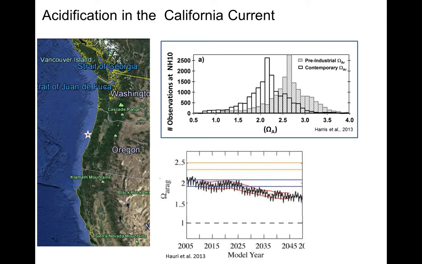All this points to the fact that we're in what we often call an ocean acidification hotspot, because we're in a system that has a lot of productivity to begin with, and we're increasing this baseline, which is shifting much more rapidly than the global baseline in terms of carbonate chemistry.